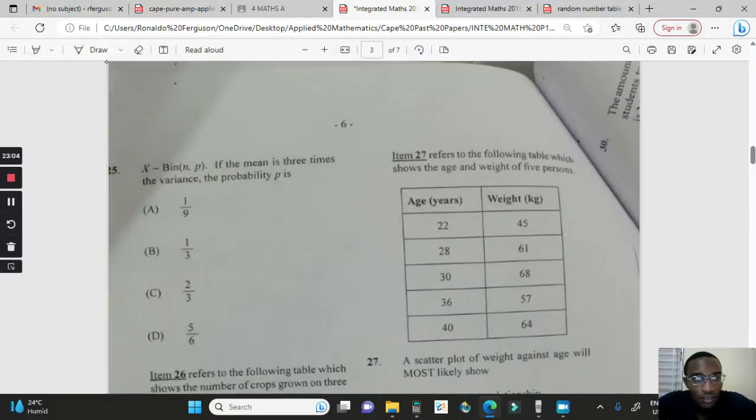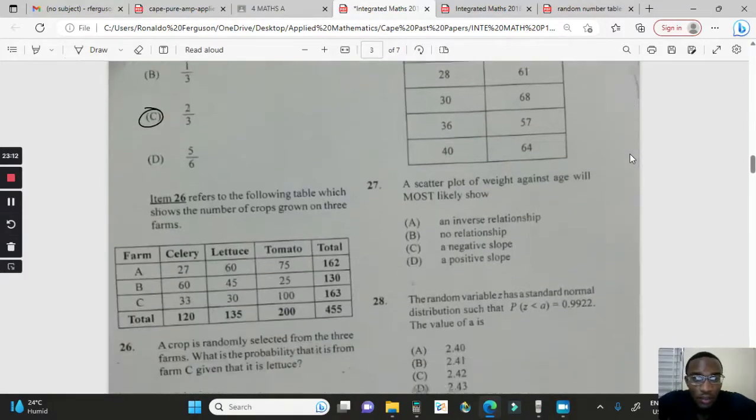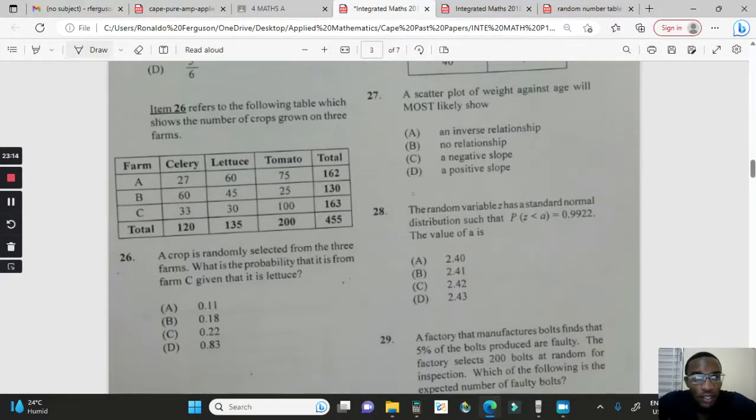Number 25. This is a big repeat question. This is 2 over 3. Look at the 2021 paper. We've done that already multiple times. I remember it's 2 over 3. This one now wants the probability that it is from farm C, given that it is lettuce.